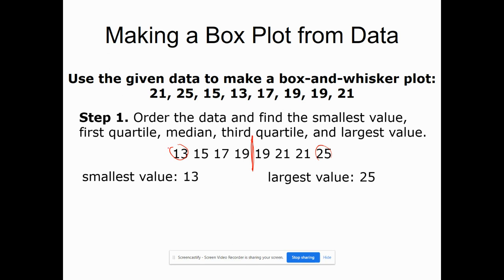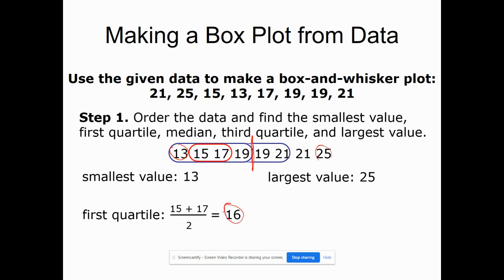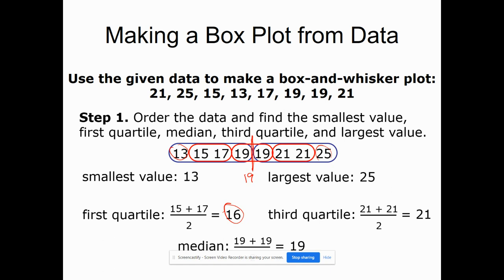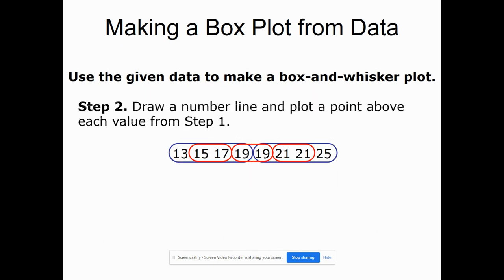Now I need to find my quartiles. So my lower quartile is 15 plus 17 divided by 2, it's 16. My upper quartile is 21 plus 21 divided by 2, that's 21. And we know our median, or our second quartile, is 19, because 19 plus 19 divided by 2 is 19. Now I have 5 points, 1, 2, 3, 4, 5, that make up my 5-point summary. So step 1 is really to find your 5-point summary.